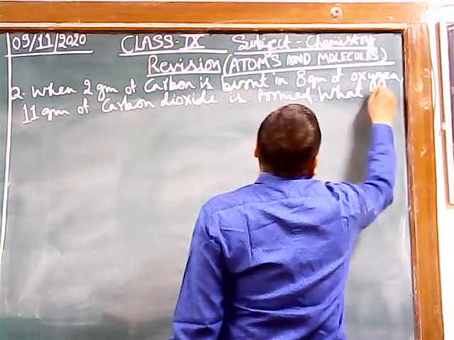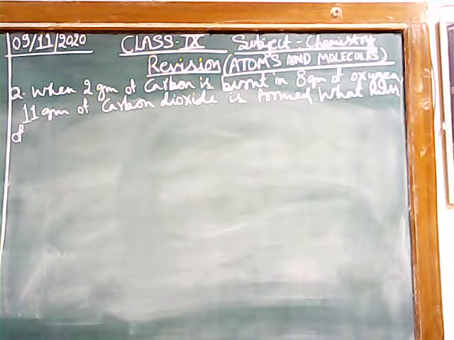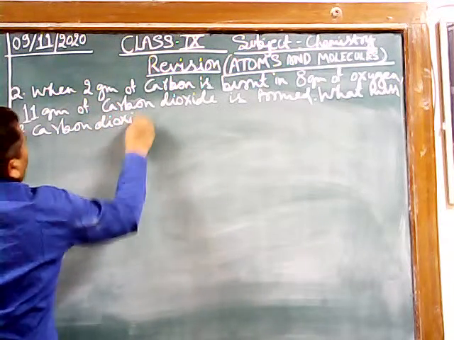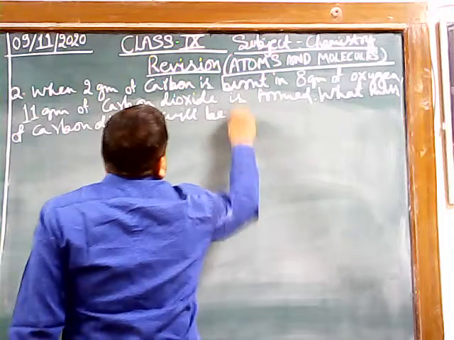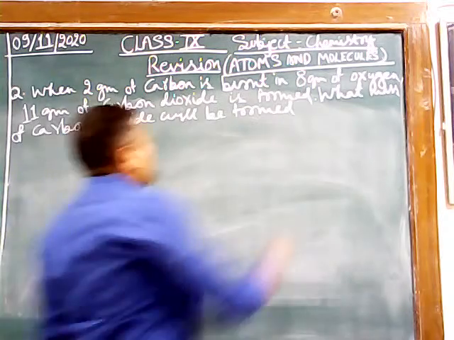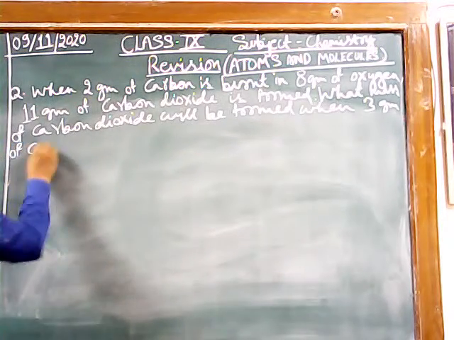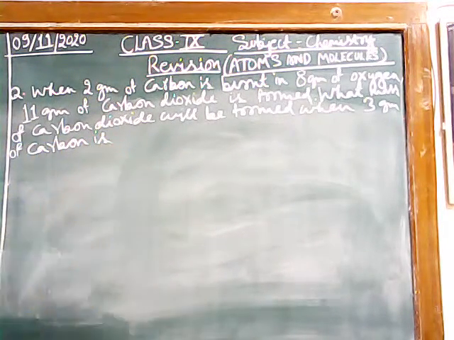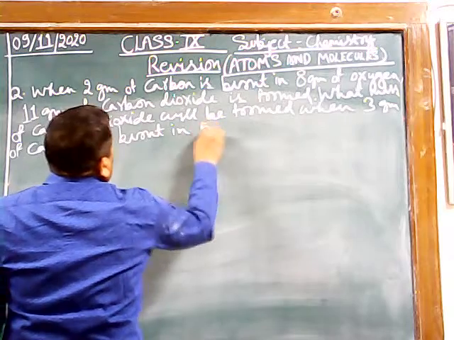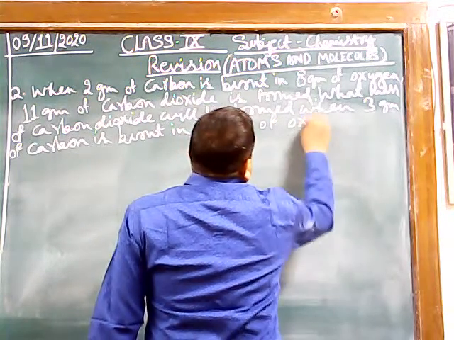What mass of carbon dioxide will be formed when 3 grams of carbon is bonded in 50 grams of oxygen? Okay, this is your question.